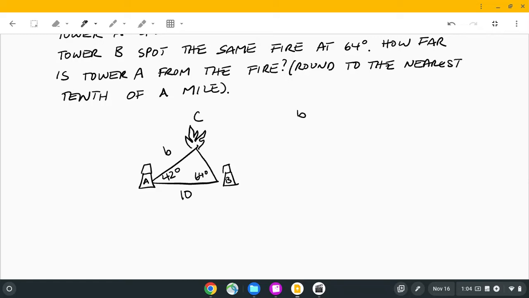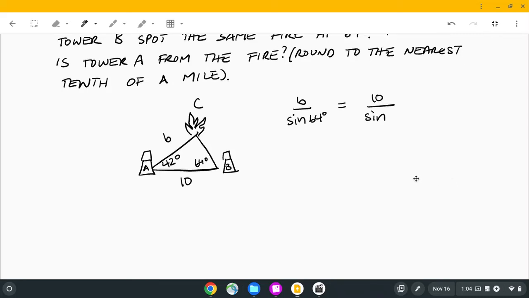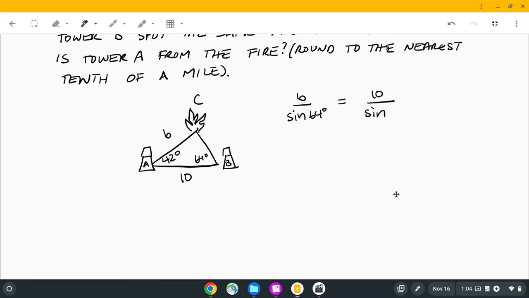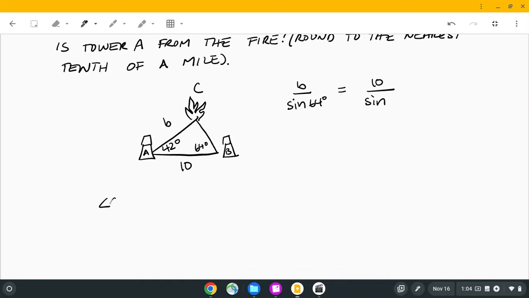So we want to use the law of sines. Little b over sine of 64 should equal, I'm only given little c, so 10 over the sine of C. I don't have C, but C is an angle, and we know these two, right? So we can find angle C, because 180 degrees minus 42 degrees minus 64 degrees will give me angle C. So angle C equals 74 degrees. So that's what I can use here.